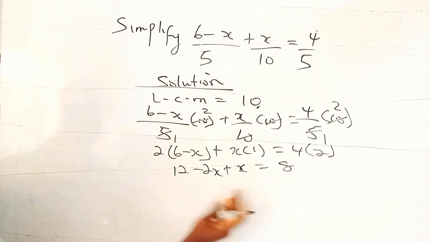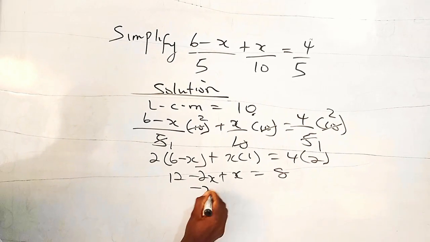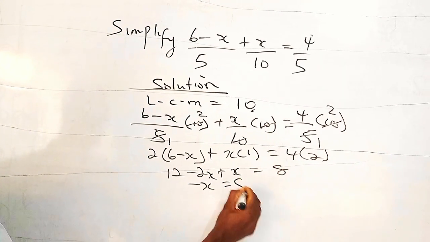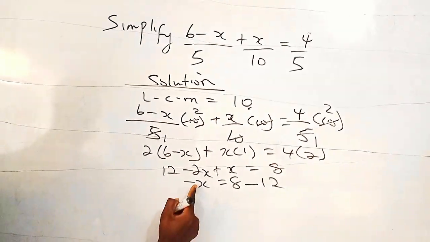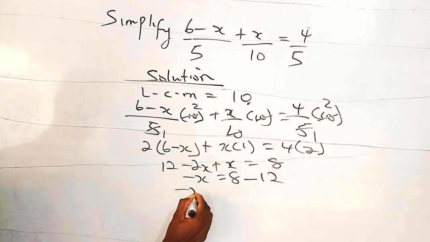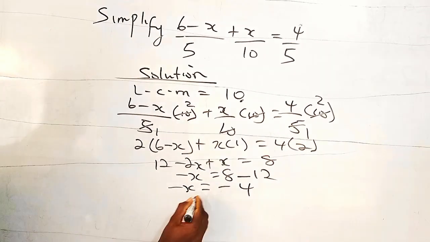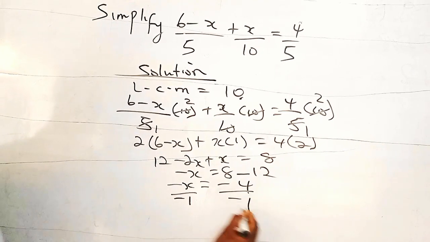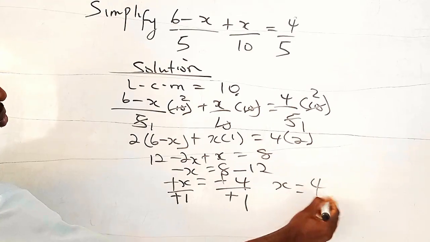So what we do now is to collect the like terms. So we have minus 2x plus x is minus x. This can come here, we have 8 minus 12, and it comes to the other side, and we have an invisible 1 here. So we have minus x equals minus 4. The coefficient of x is minus 1, so we divide by minus 1. So this can go, and we have x to be 4.